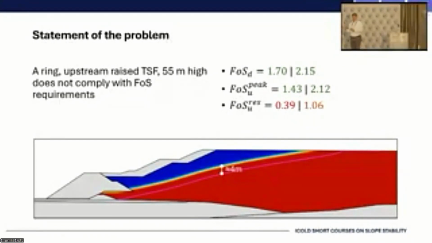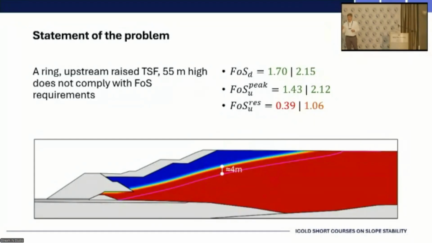Okay, you see the picture in the cover. We cannot have an undrained peak factor of safety that is very low and 0.39 for the post-peak or the residual case and have the dam there. But this is something that can happen, and in fact, it is a result that is important.